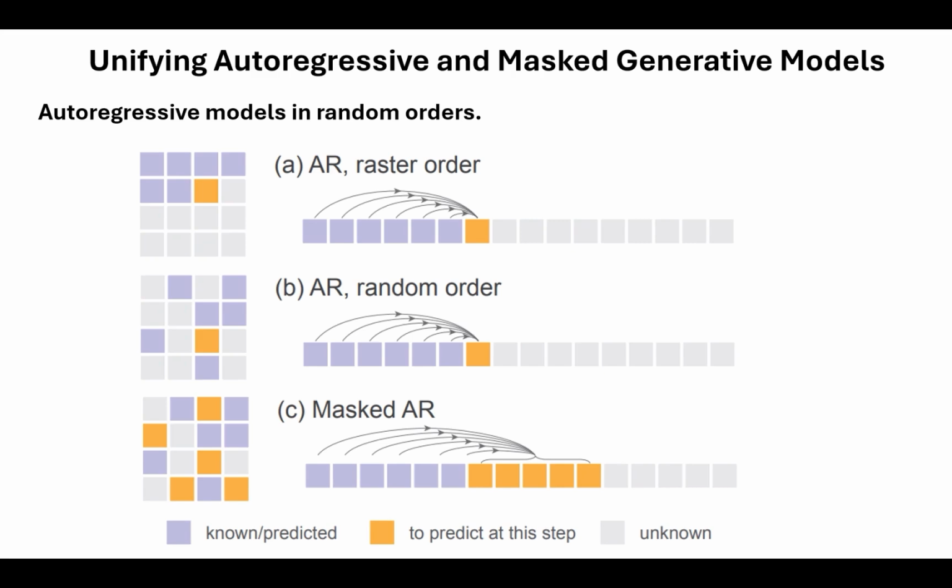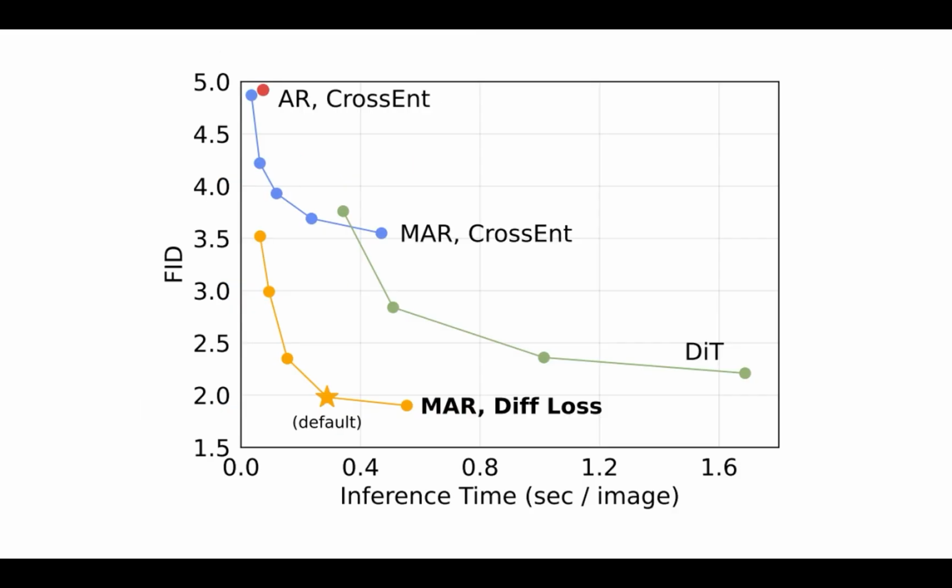I'm not going to talk about it more, except that there is one final figure where, as you can see, MAR works better than the diffusion transformers and autoregressive models that use cross entropy. They have a better FID, but the thing is that MAR can be used in different versions. This point, as you can see, has the best FID, but it is the slowest.